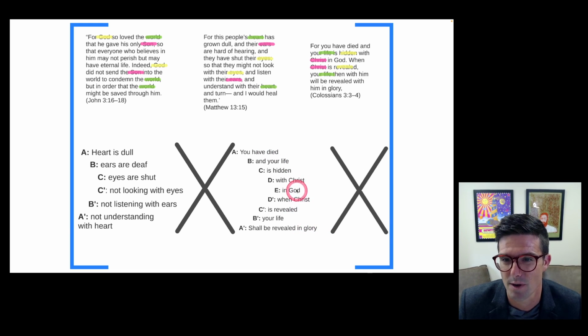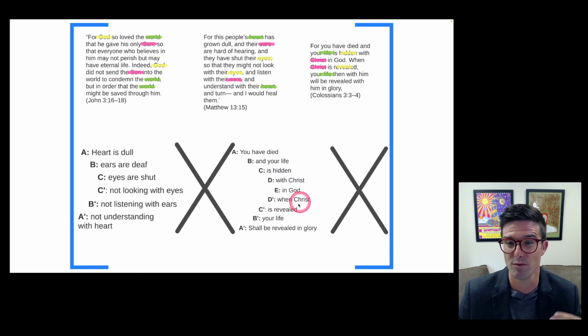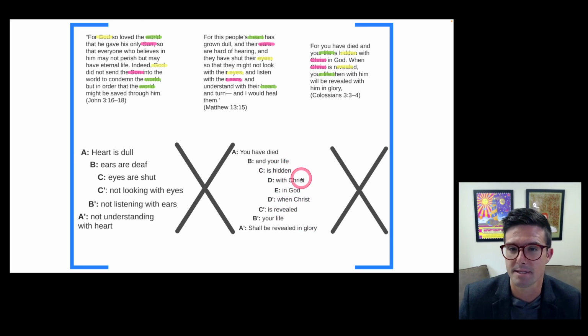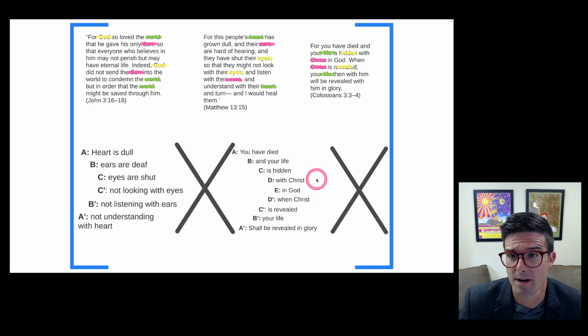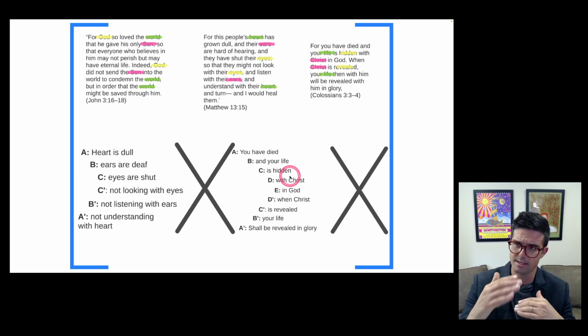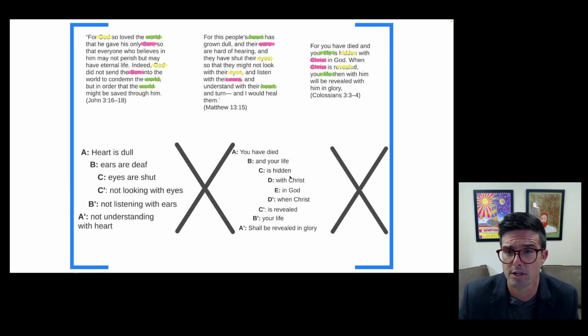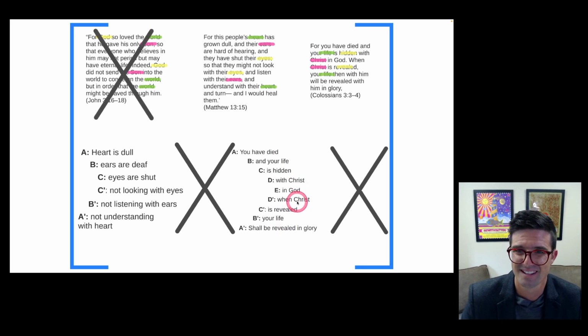And then the other stretch, as we already mentioned, is with C and C prime. This business about being hidden and revealed are similar but opposites. But our other parallels are pretty strong with Christ and your life, where we can really see those parallels that are making this chiastic structure, which focus the attention on being with Christ in God.